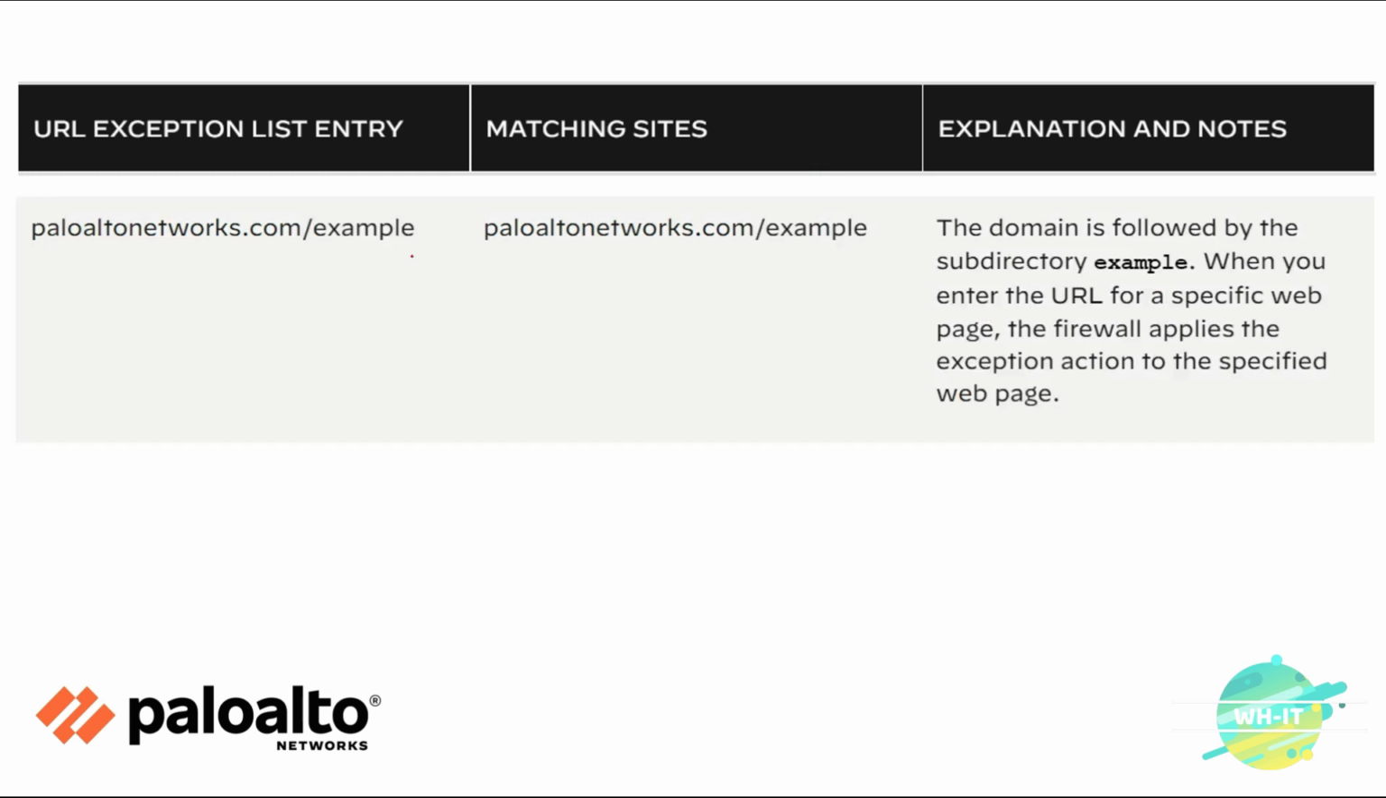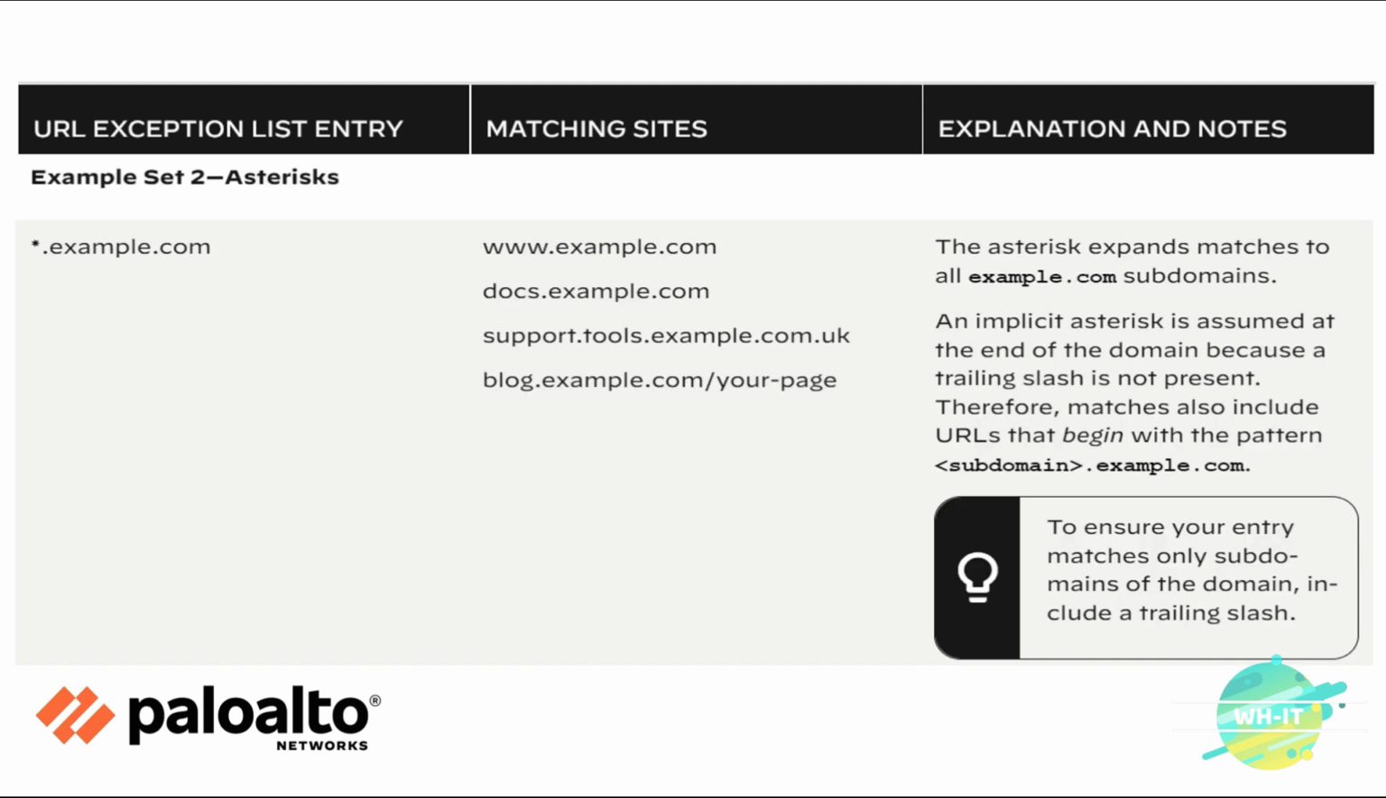Now let's move on to the next part. The next example is paloaltonetworks.com/example. This is going to match exactly because you are providing the trailing slash as well as the URL, and you are providing this subdirectory, example. Now the next one is when you configure a URL using the asterisk sign. This is the most likely way you will be configuring your URLs, because you're not going to match each and every URL on the website.